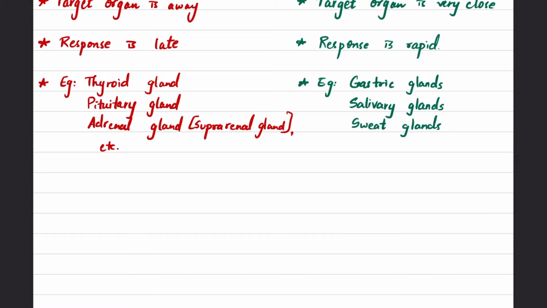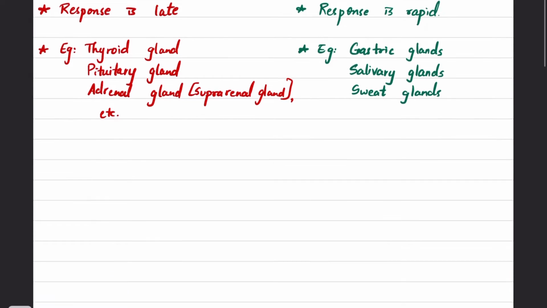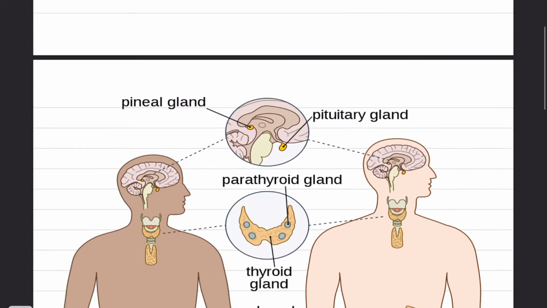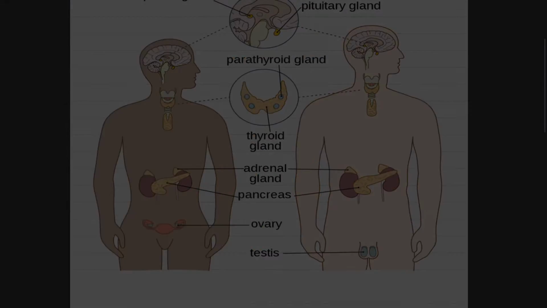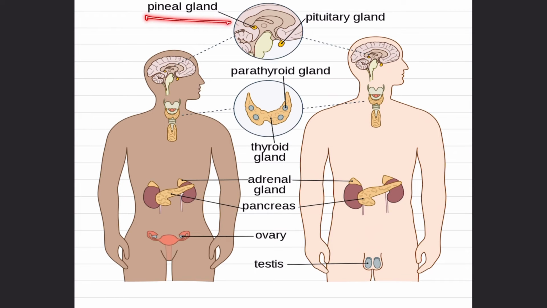Now we will look at some of the endocrine glands that we are going to study in this series. First we have the pineal gland, and the second is the pituitary gland. We also have the hypothalamus, which is the master gland. It is not shown in this picture, but no problem, we will learn about it.